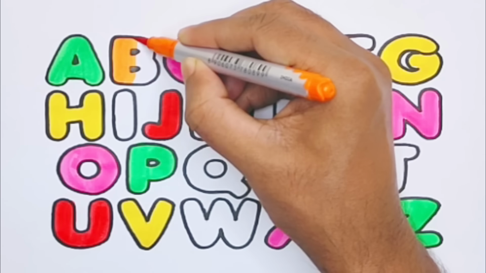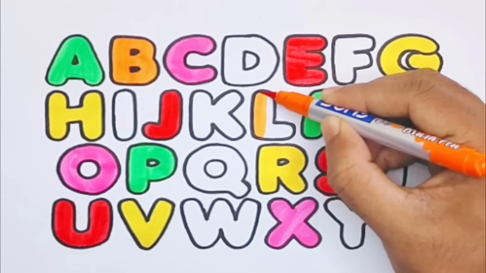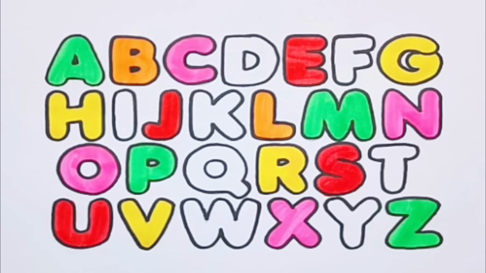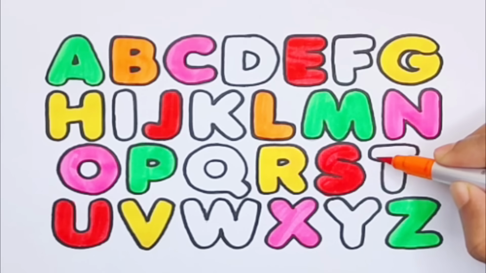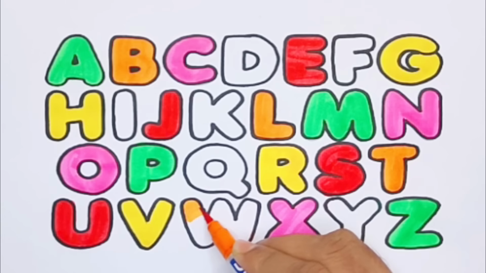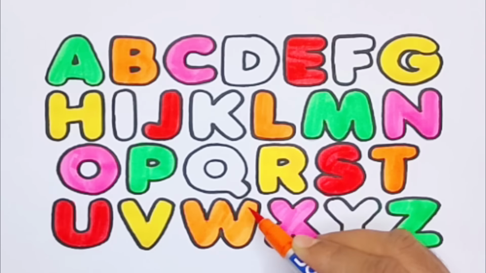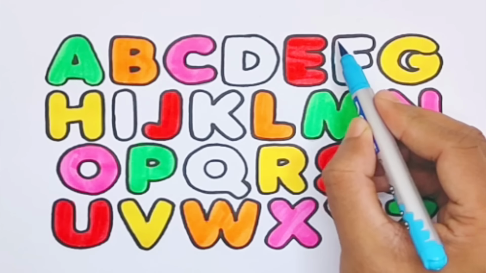Orange color. B. B for banana. L. L for lollipop. T. T for teddy bear. W. W for watermelon.